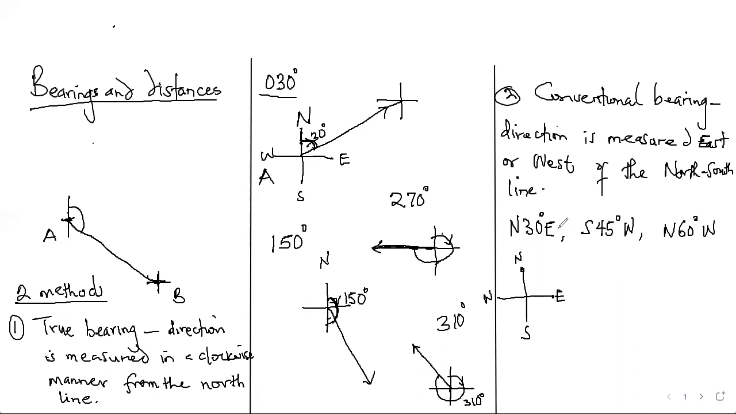Now, because I have north and east, my angle has to be between north and east, but the angle must be measured from the north. So it's going to be like that, 30 degrees.